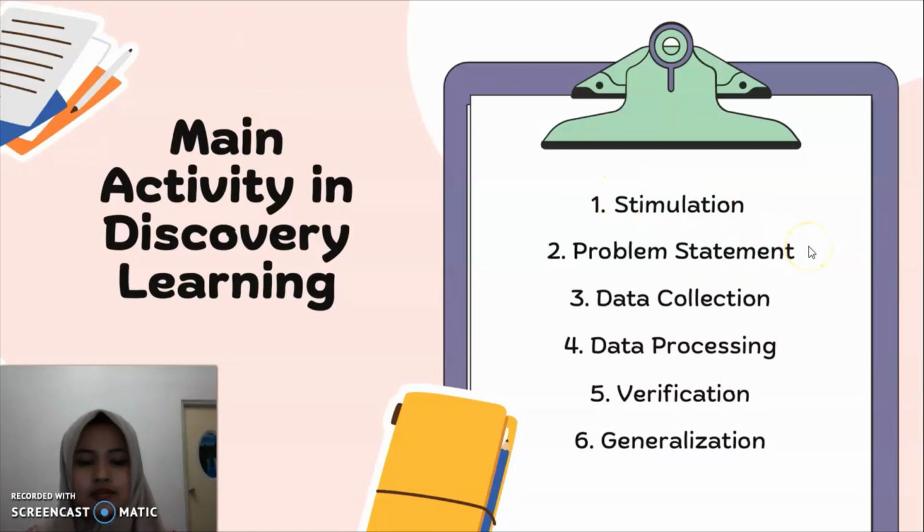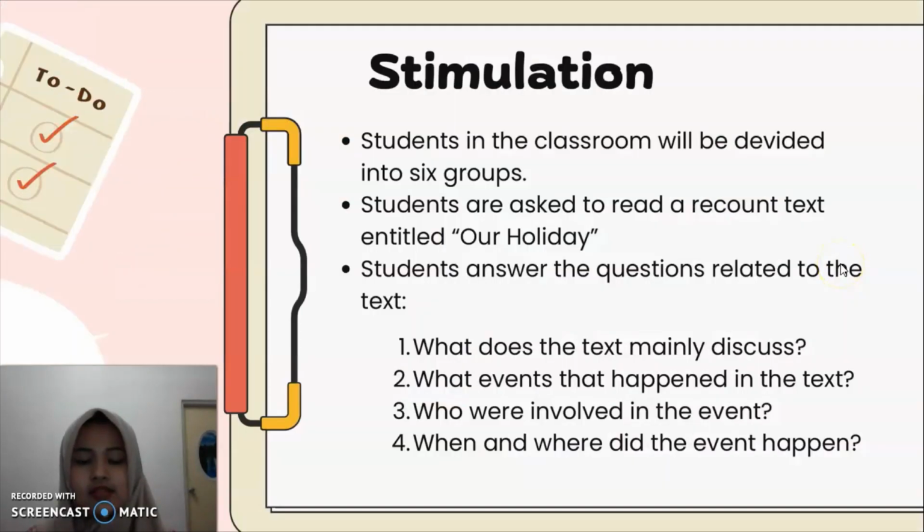The first step is stimulation. The students will be divided into 6 groups, and after that every student should read a recount text entitled Our Holiday. After that, the teacher will give some questions related to the text that should be answered by the students.